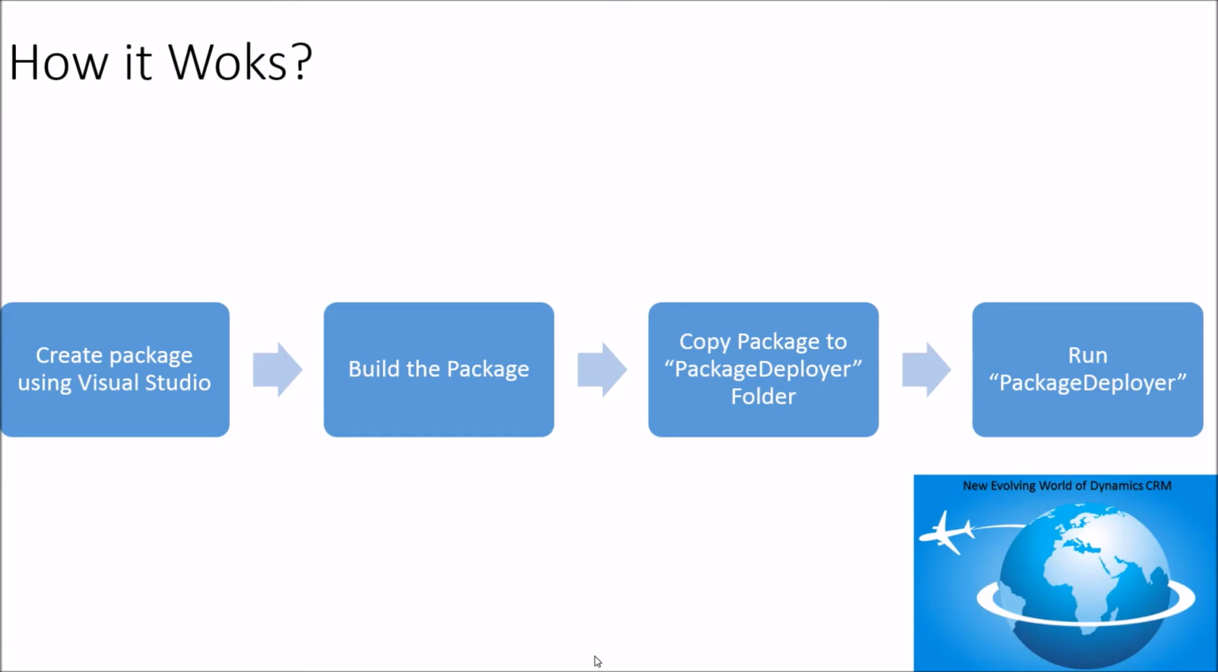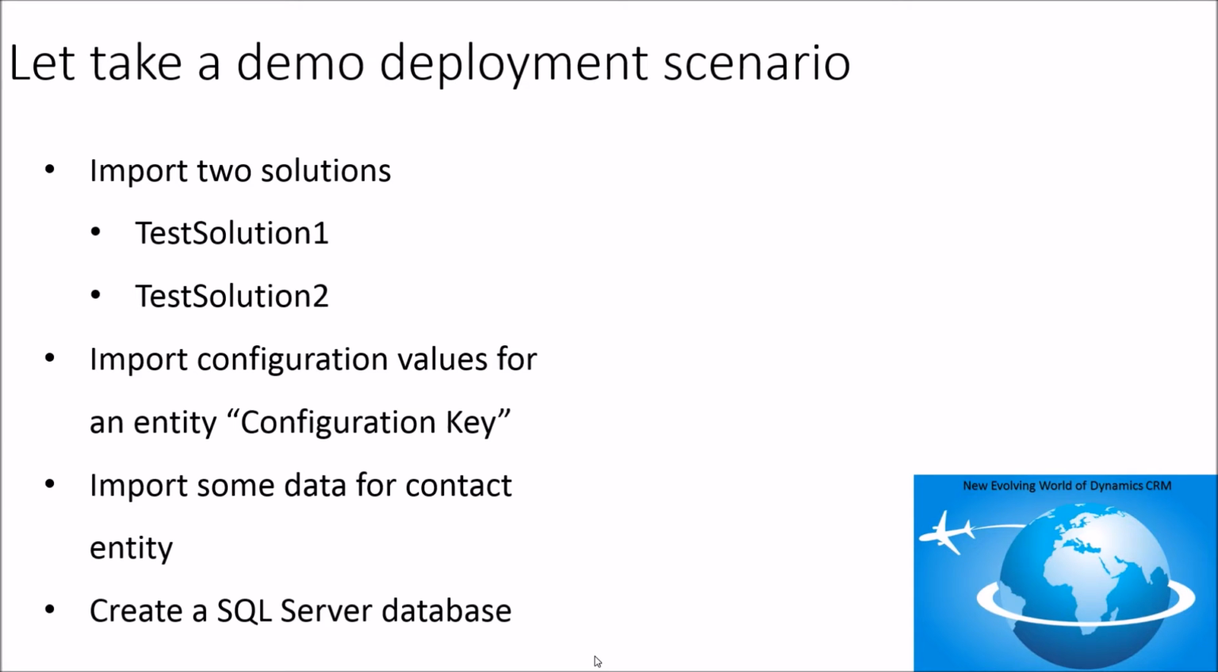Okay, so for the demo scenario which I want to run today, I take one sample from each of the typical activities I talked about, so that you get to know the complete picture around it. So I'm going to import two solutions, 1 and 2, in that order. So first one will be deployed, then two will be deployed, in case the solutions have dependency on each other.